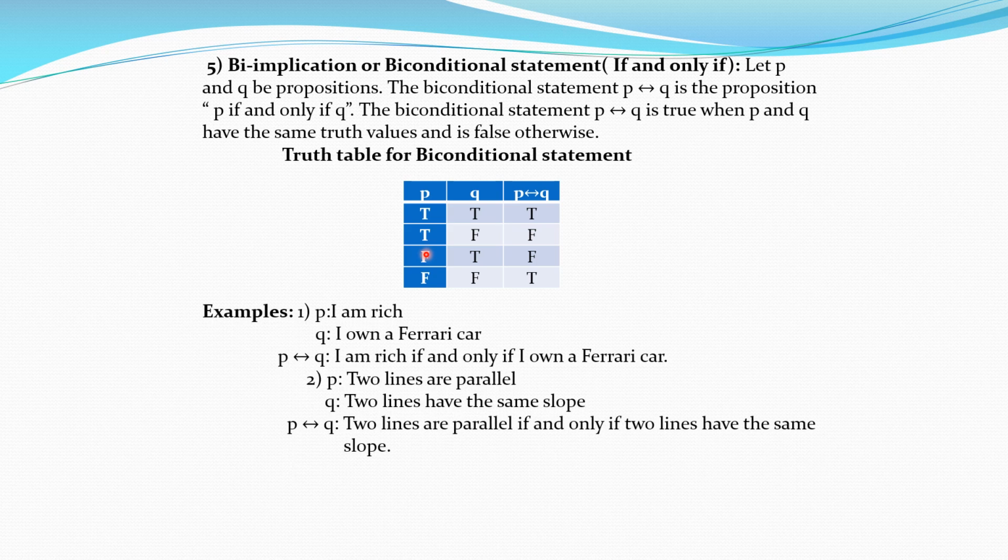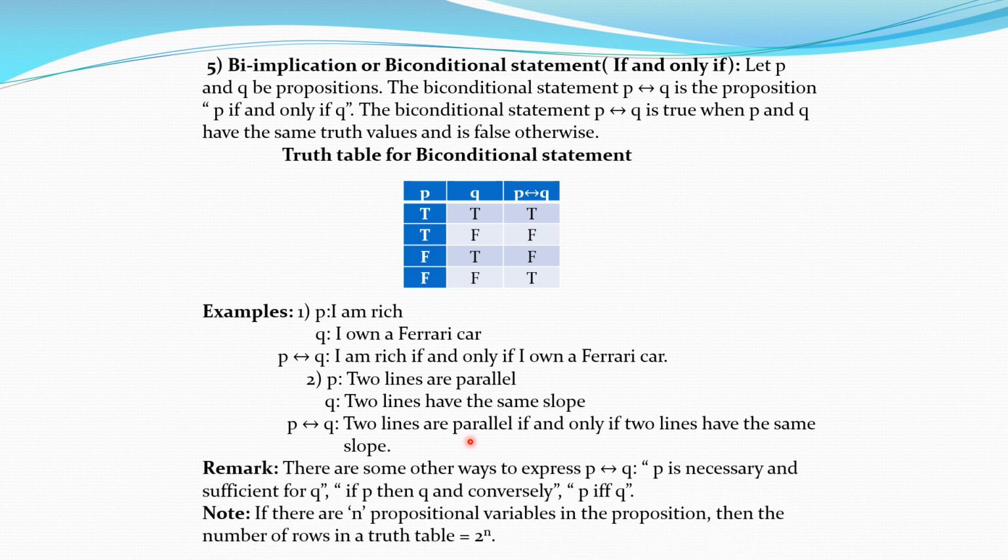Now, these are some examples. P is I am rich. Q, I own a Ferrari car. Now, how to write the statement P double implication Q? It is nothing but P if and only if Q. Now, P is I am rich. So, I am rich if and only if I own a Ferrari car. Now, another example. P, two lines are parallel. Q, two lines have the same slope. So how to write P double implication Q? So it is P if and only if Q. That is two lines are parallel if and only if two lines have the same slope.